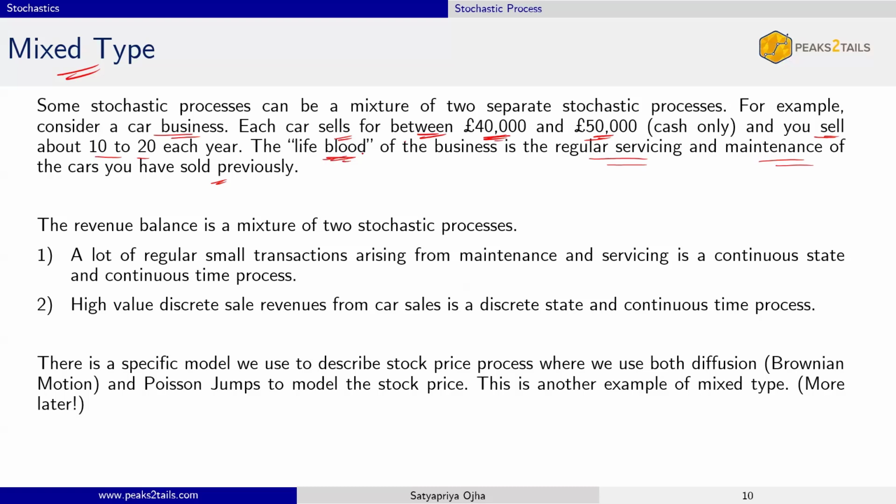Okay. So your overall revenue is a mixture of these two sources. Correct. So revenue balance is a mixture of two stochastic processes. A lot of regular small transactions coming from maintenance and service. So this one would be continuous state because the value of the transactions could range from $10 to, let's say, $1,000 depending on what kind of servicing you're doing, right? Small values. So better to model them as continuous.